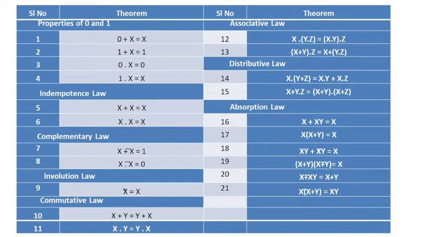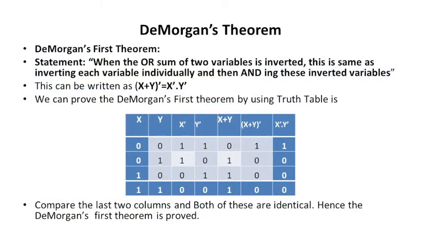Absorption law. x plus xy is equal to x. x into (x plus y) is equal to x. x plus xy plus x bar y is equal to x. (x plus y) into (x plus y bar) is equal to x. x plus x bar y is equal to x plus y. x into (x bar plus y) is equal to xy. So these are all the Boolean postulates.